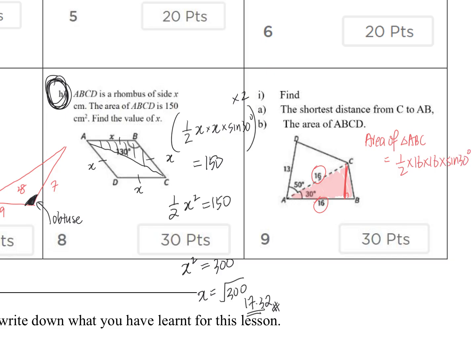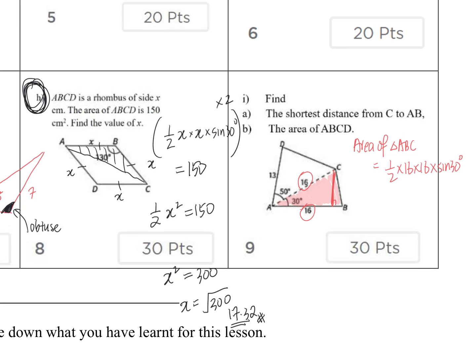I have had students over many years always do half times 16 times 16 times 30 degrees without the sine. So if you calculate properly, what do you get? You will end up getting 64.